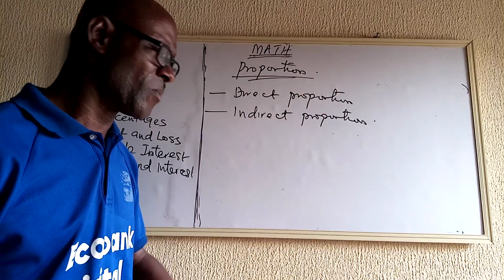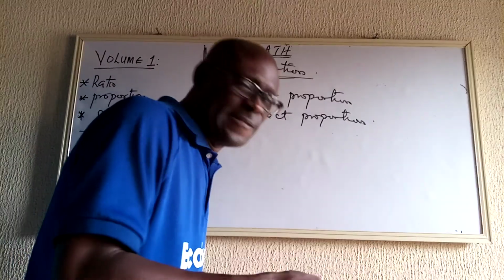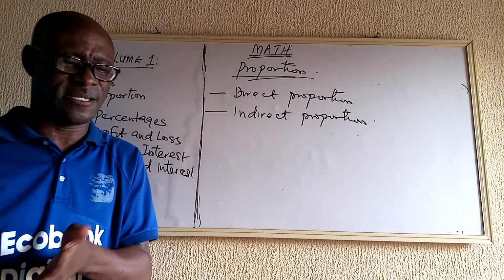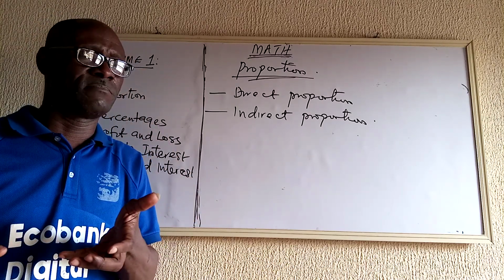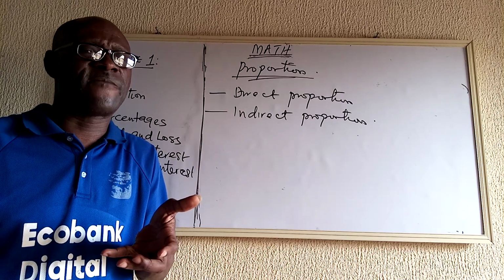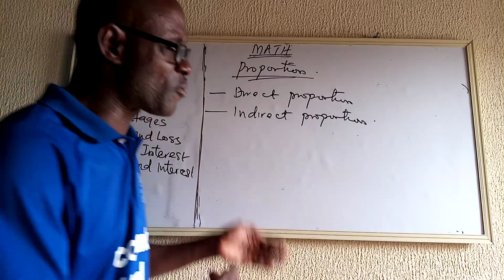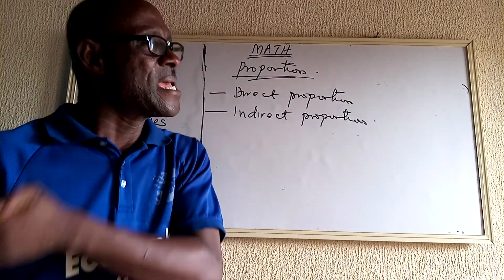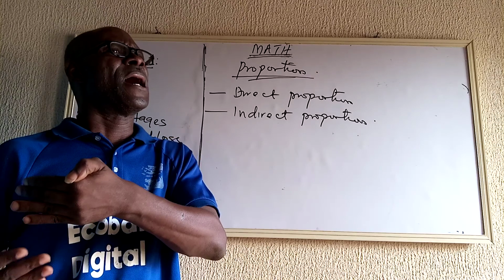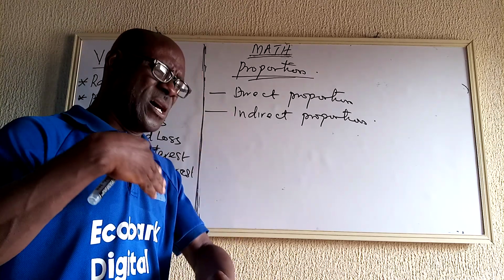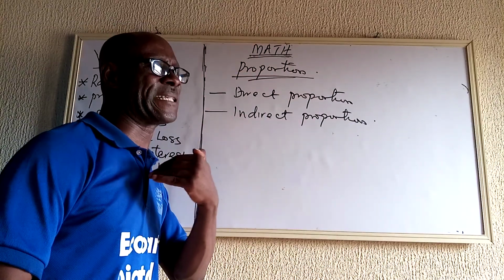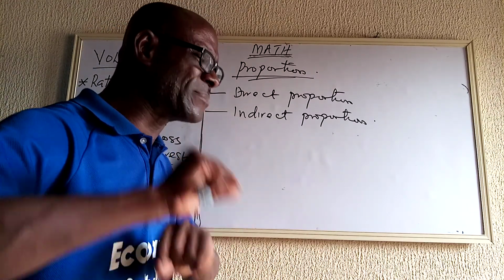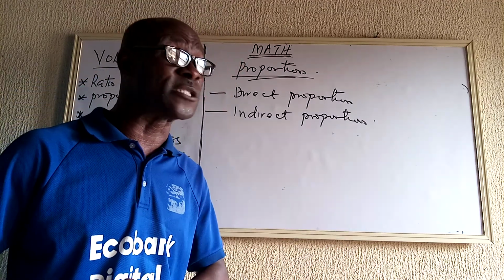In indirect proportion, it has to do with an increase in one leading to a decrease in the other. For example, if 3 people can do a particular task in just, let's say, 5 days. 3 people can complete a particular task in 5 days. If now 2 people are to handle the same task, we don't expect 2 people to complete that same task in 5 days, that it took 3 people.